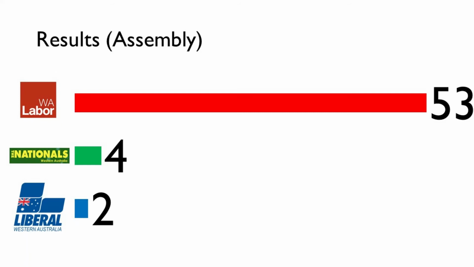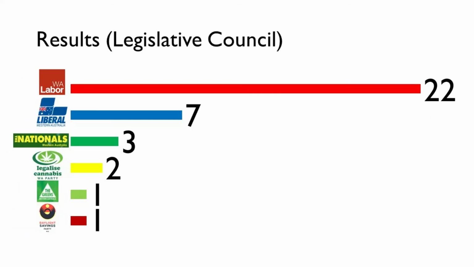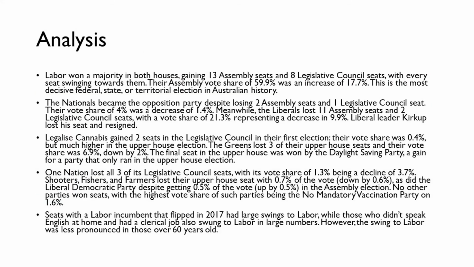Labour got 53 seats, the Nationals got 4, and the Liberals got 2 in the Assembly. And in the Council, Labour got 22, the Liberals got 7, the Nationals got 3, Legalise Cannabis got 2, and the Greens and Daylight Saving Party got 1 each. So Labour won a majority in both houses, gaining 13 assembly seats and 8 legislative council seats.